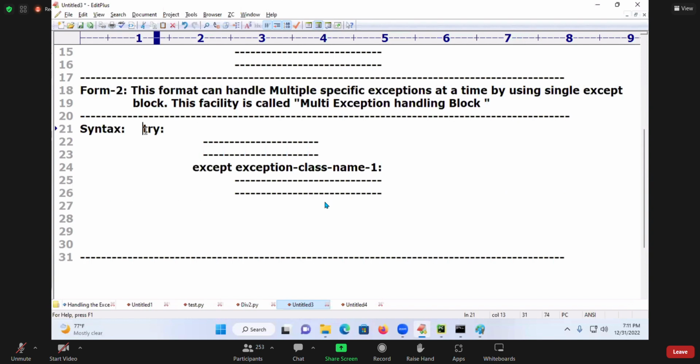What is the syntax? Easy, students. I will write it. Try block I am writing. You see, I will write the syntax.